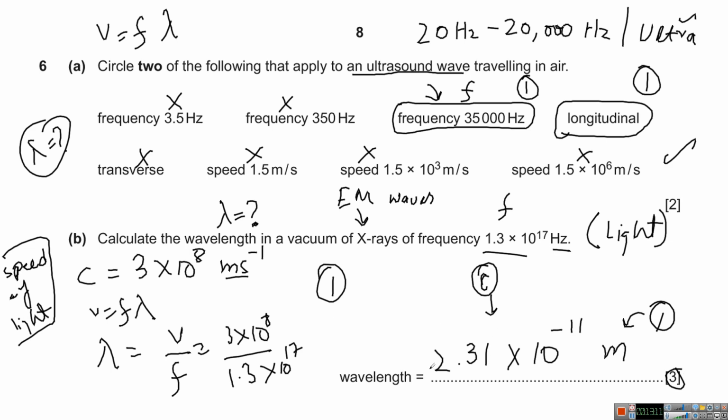Then 1 mark for the accuracy, which is again 3 significant figures, which I always reinforce. Your answer should have 3 significant figures, which is this, and then the correct unit, which will also award you 1 mark for this, right?